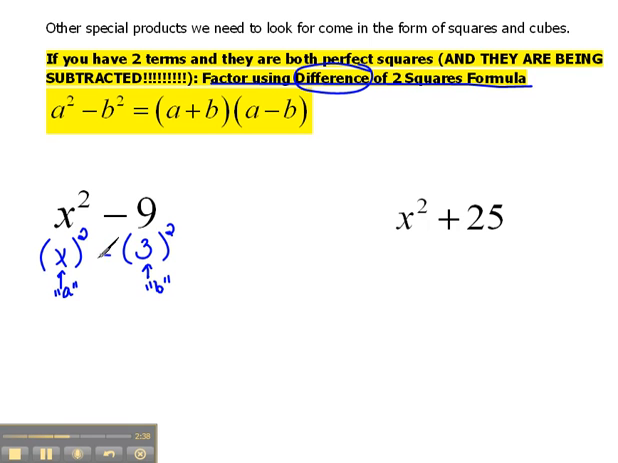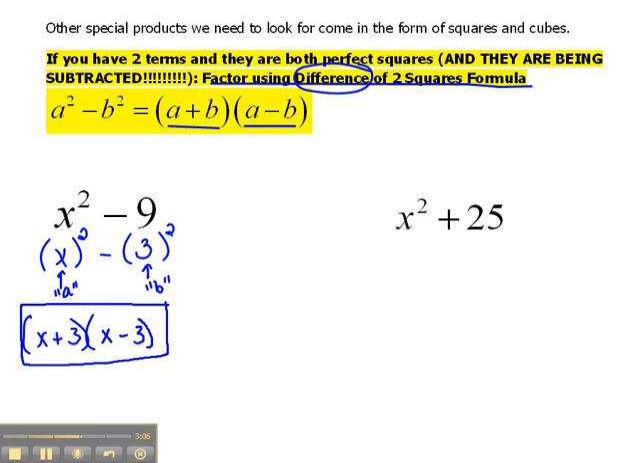Once we can identify what is A and what is B, then we can use the formula to finish the factoring. The formula says that this will factor into A plus B, so in this case it would be x plus 3. And then the second factor is A minus B, so in this case that would be x minus 3. And this is the factorization of x squared minus 9.